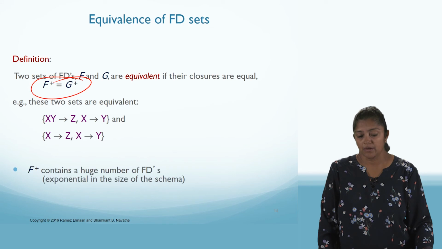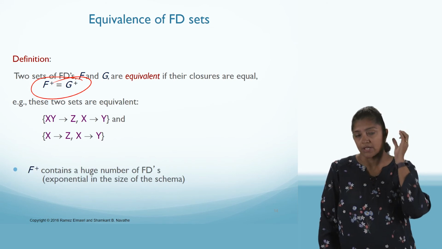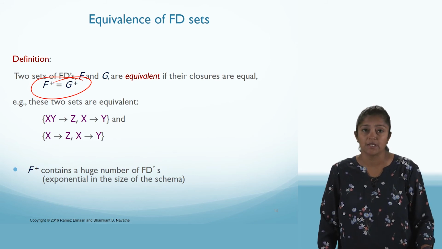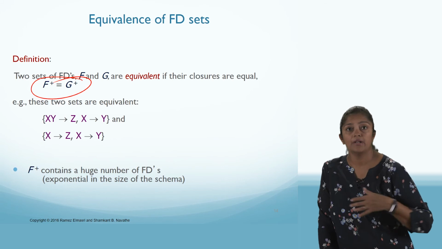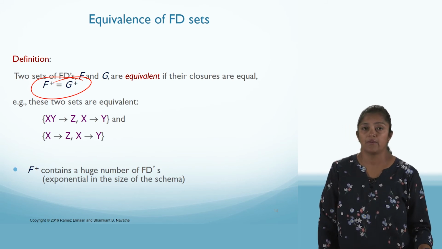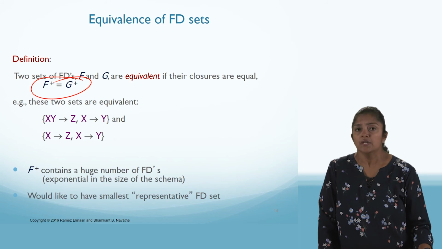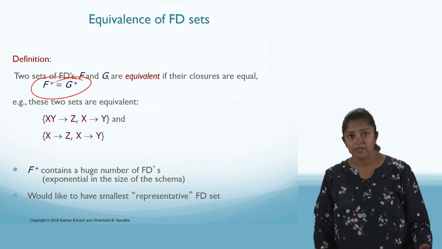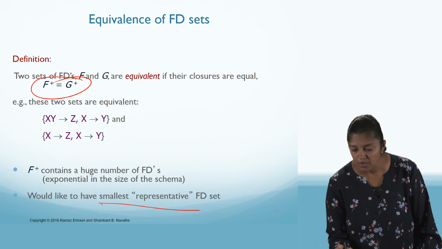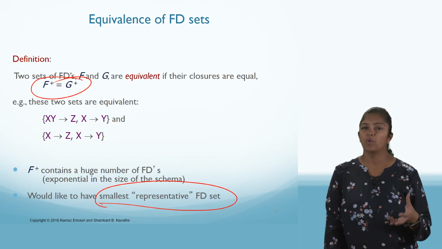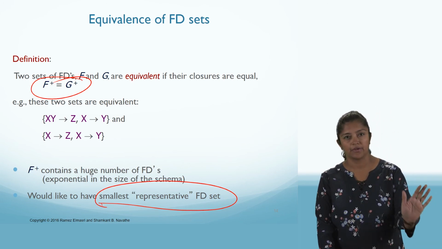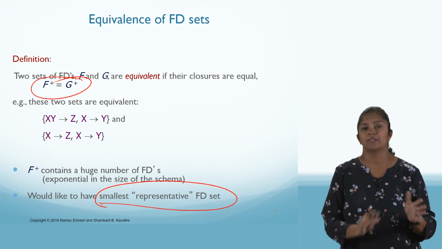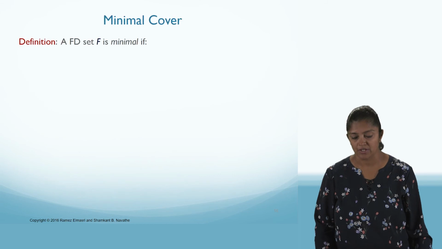It's possible that the closure contains a huge number of functional dependencies, and it can be exponential in the size of the schema. If the schema has a number of attributes, then very quickly this closure can have a huge number of functional dependencies. So what we are really interested in, for the purpose of schema refinement and coming up with a better design, is computing the smallest possible representative FD set. We want a minimal FD set that covers all possible functional dependencies, instead of a closure which is all possible combinations of the functional dependencies.